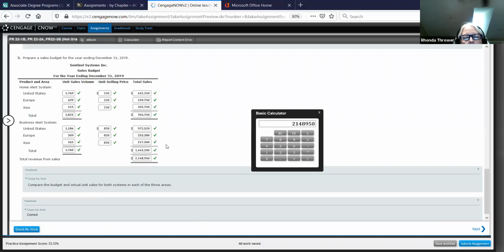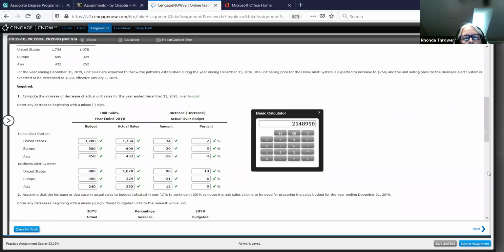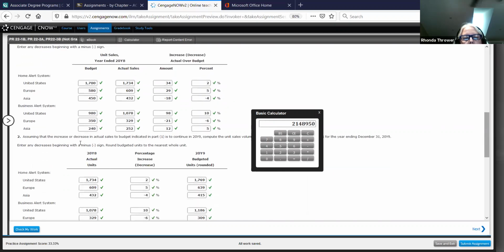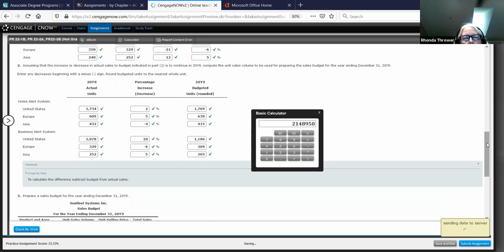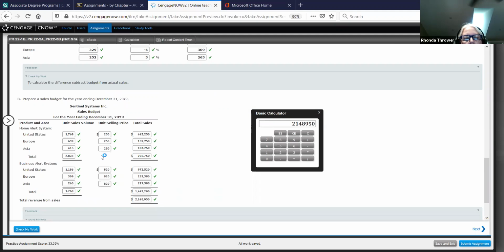So they're teaching you how to build a sales budget based on what happened with last year's budget and the actual sales. And you found a percent of increase or decrease, and then you multiplied it by the actual number of units to get your budgeted units, which would feed into the budget that you're preparing here, times the selling price. That would give you the total sales in dollars. We always start with the sales budget first.